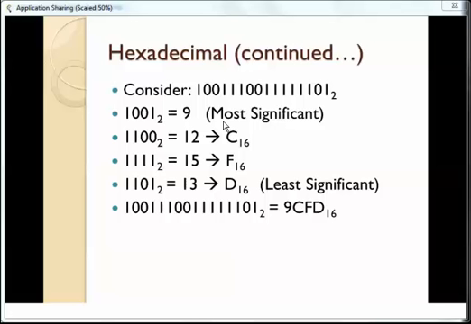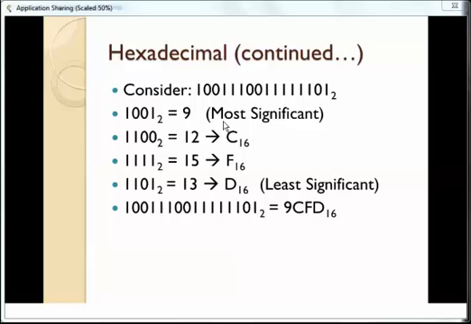And finally, we reach the last 4 digits, which is going to be 1101 base 2, and that converts to a decimal value of 13. Again, in the hexadecimal world, there is no 13, but there is the equivalent D base 16, and that's going to be our least significant digit. So each of these conversions, we'll just place in order from most significant to least significant, and we have 9, C, F, and D.